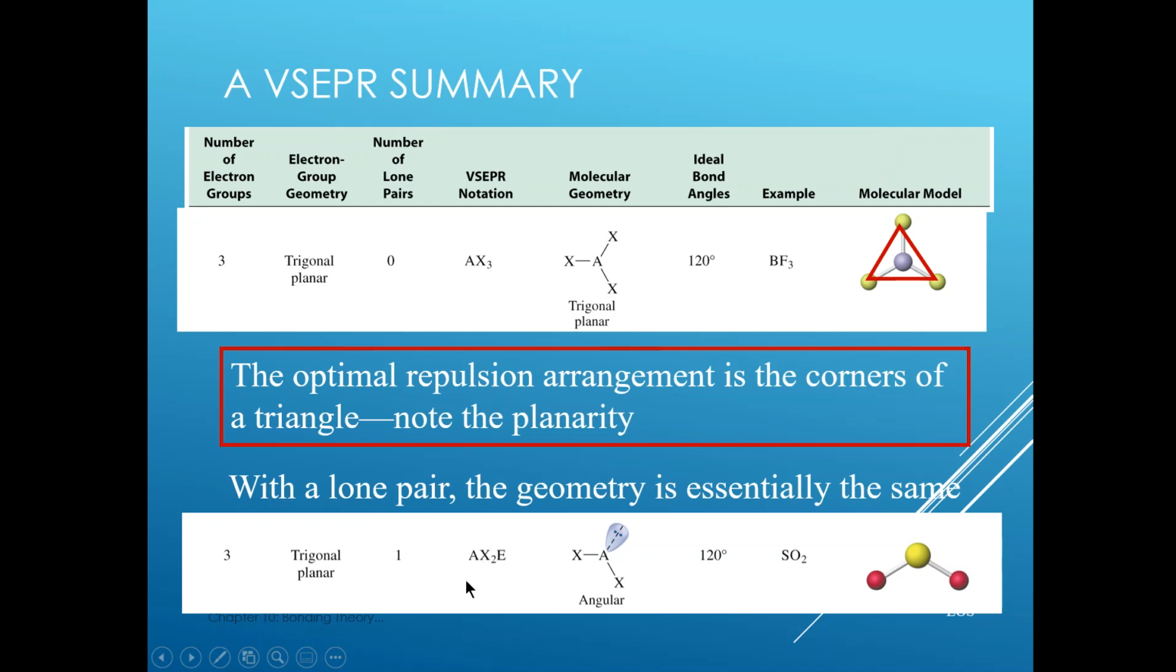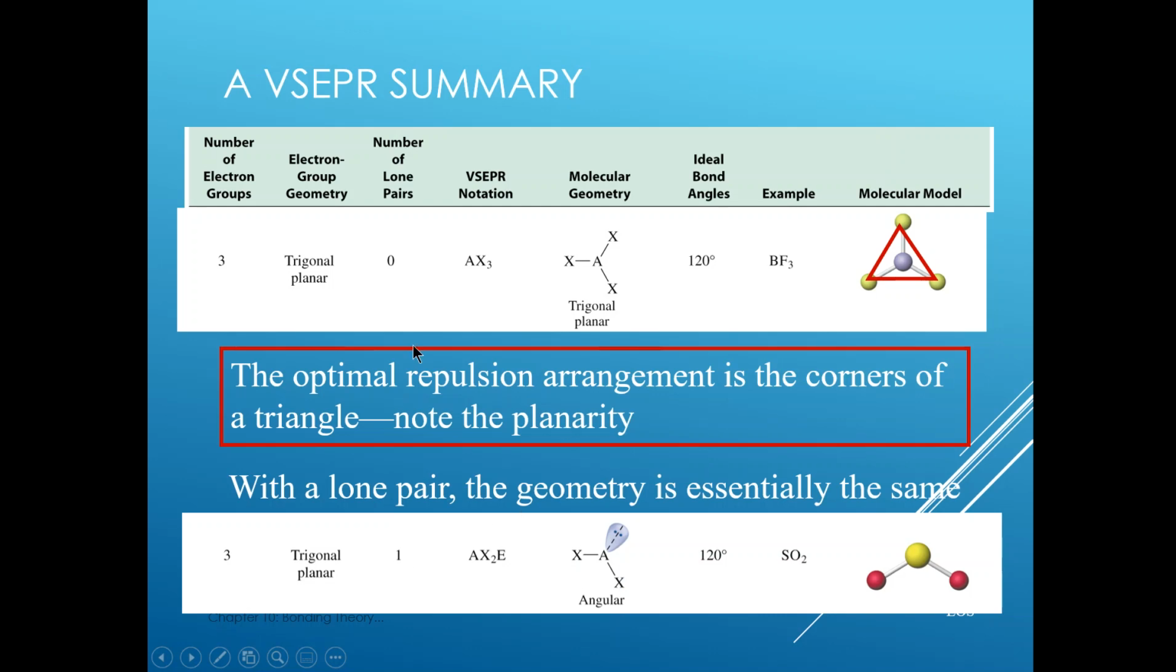The VSEPR notation will be AX2E. And if you look at the actual shape adopted by the molecule as defined by the atoms, you'll see that the shape is angular. If you compare this to this, you'll notice that the difference is that where you have an X here with a bond between it and the central atom, there is no atom here, and instead you have a lone pair instead of a bonding pair on the A atom right here. Therefore, the shape adopted by this molecule will be a bent or angular shape.